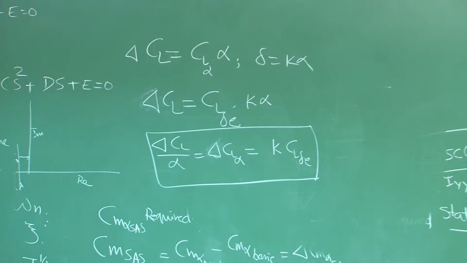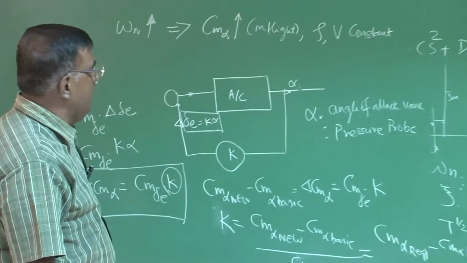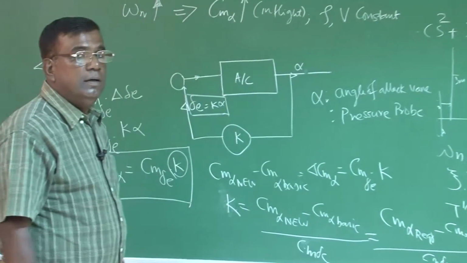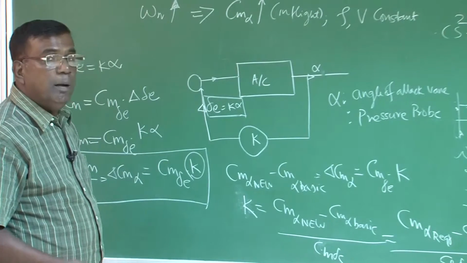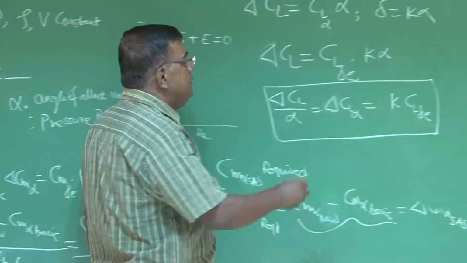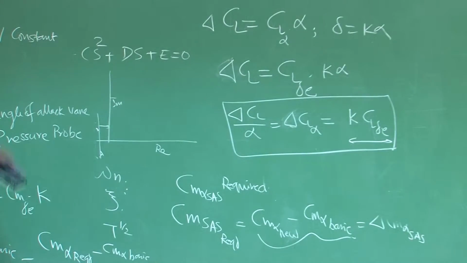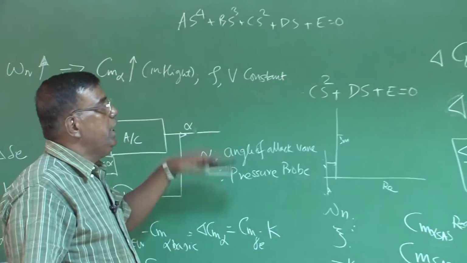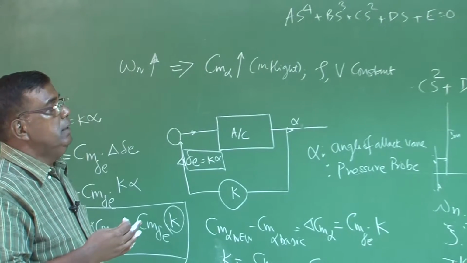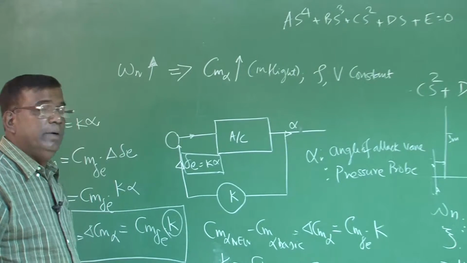So by giving a SAS deflection using delta equal to K alpha, it is fine. You have been able to change CM alpha basic to CM alpha nu or CM alpha required, so that omega n is what you look for. But do not forget, it is also changing the value of CL alpha. So that also input will go here, and you check whether you are still getting the roots on the left hand side and at the desired location, so that you have the correct value of omega n.